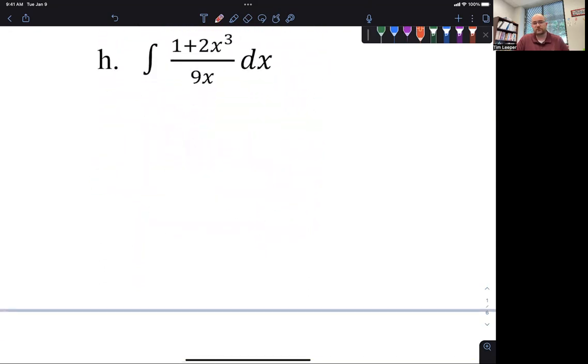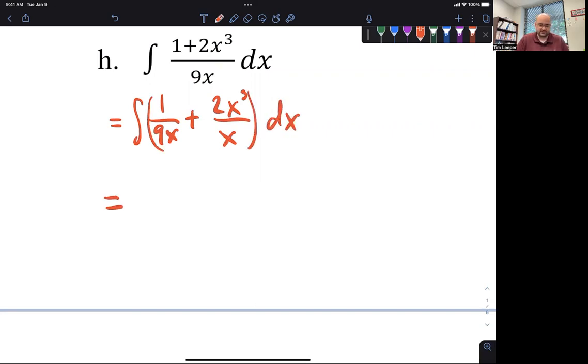H, the integral of 1 plus 2x cubed divided by 9x dx. Because the denominator is just a single term, I can divide both of the terms in the numerator by that denominator. And there is no radical or anything like that with extra terms underneath. So this is just one polynomial term in the denominator here. So this is the same thing as saying it's the integral of 1 divided by 9x plus 2x cubed divided by x dx.